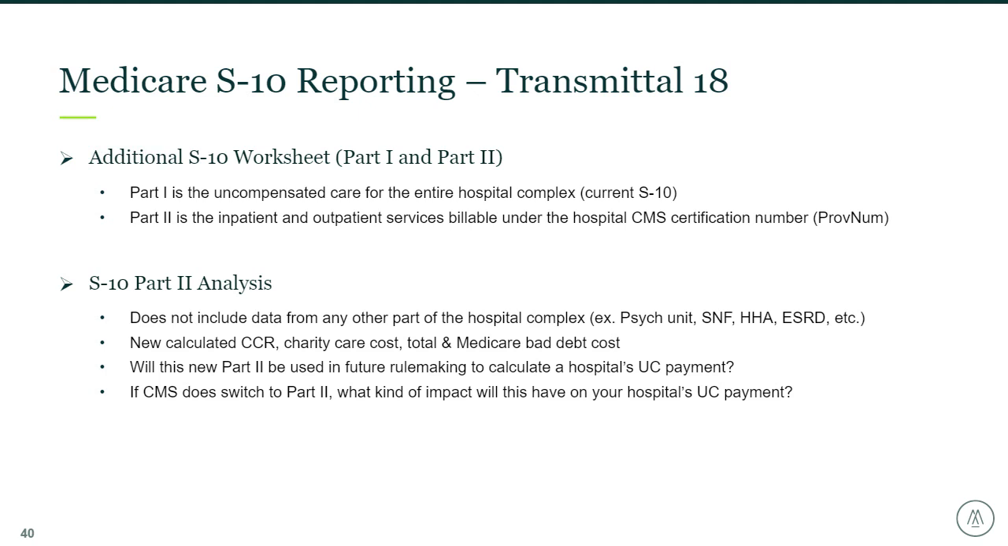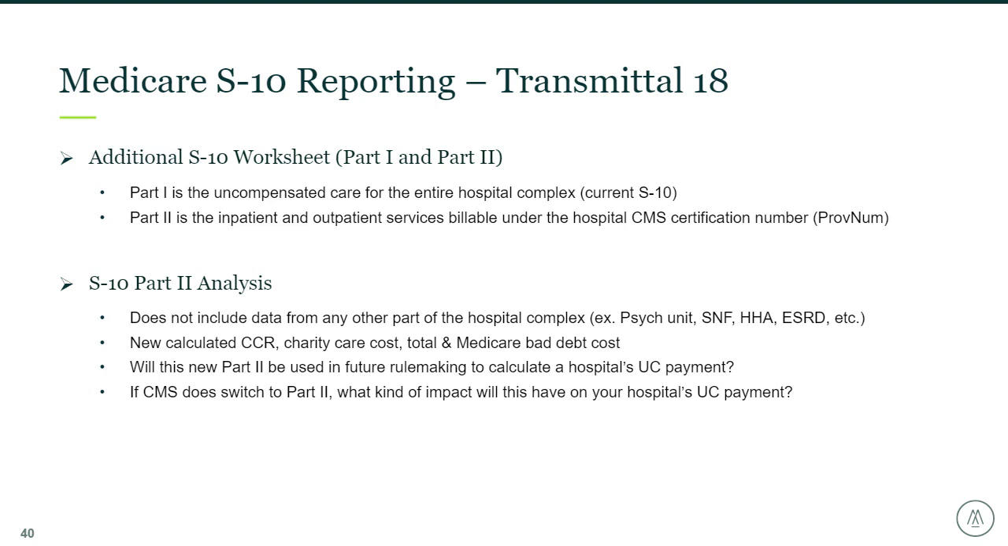With these new required templates, S-10 is now split into two sheets. We have Part 1, which is the current S-10 process, where it's the hospital's entire uncompensated care in the entire complex, and now they're adding a Part 2. The Part 2 will just be the inpatient and outpatient services billable under the CMS Title 18 number.